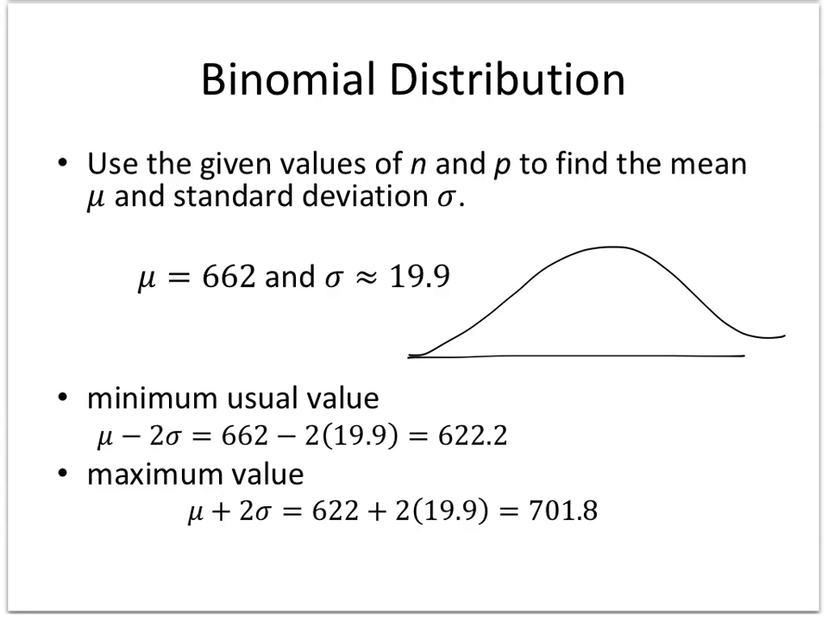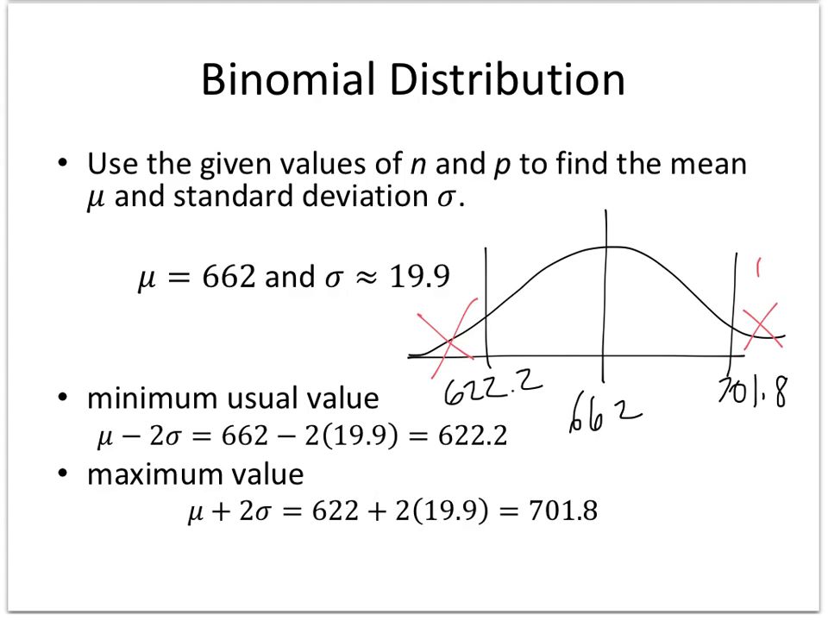If I have a distribution that looks like this, and my mean's at 662, and I stay within 2 standard deviations of the mean, we're saying that if you got anything out in this area, we would consider that unusual because that's more than 2 standard deviations away from the mean.